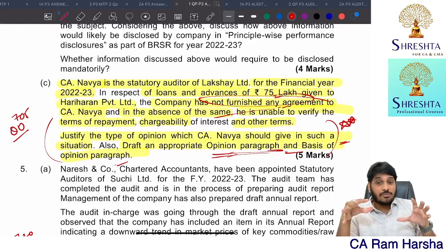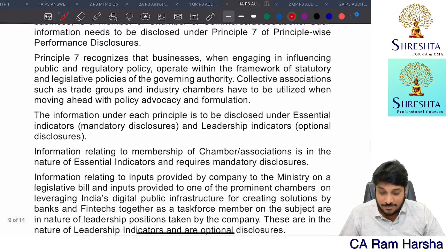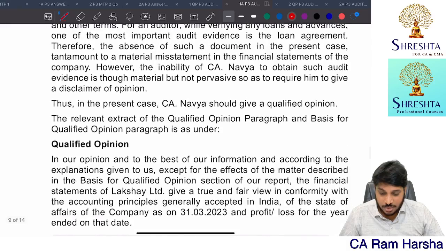Now, basis for qualified opinion. So you need to give a drafting.